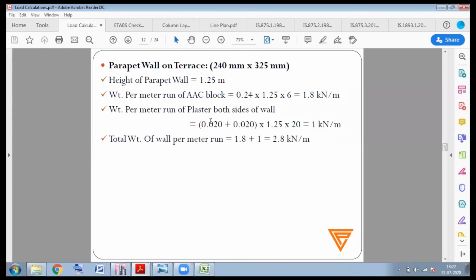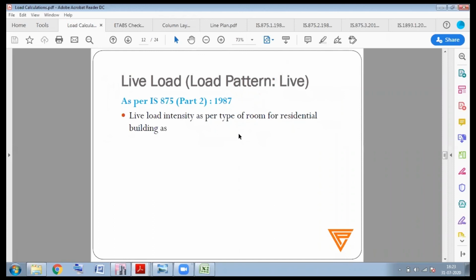So both sides have 20 mm thickness plastering. So 20 plus 20 into 1.25 into 20, where this is the thickness, this is the height, and 20 is the unit weight of plaster. We have the value of 1 kilonewton per meter, and the total weight of wall per meter run is 1.8 plus 1, that is equal to 2.8 kilonewton per meter. So now we have calculated the dead load which is acting upon the beams. Next, we are supposed to calculate the live load.